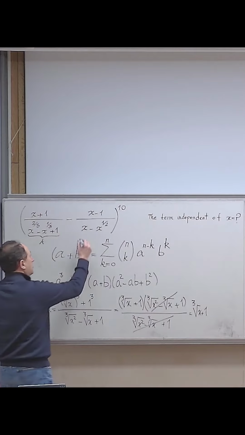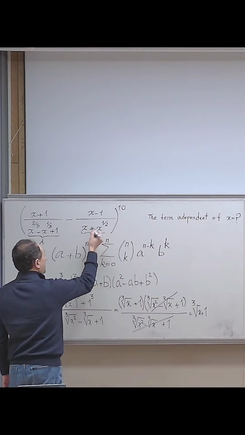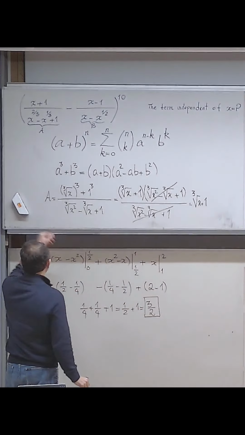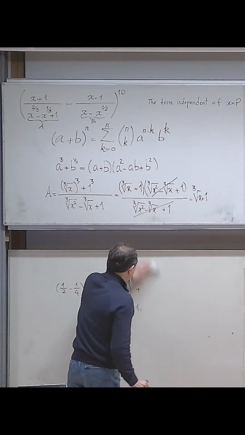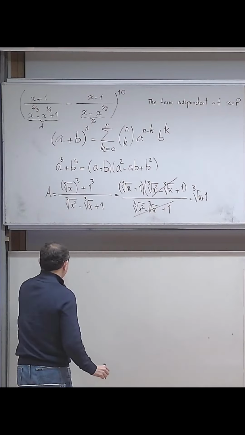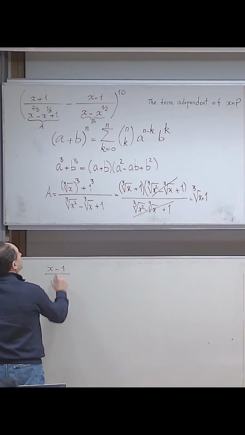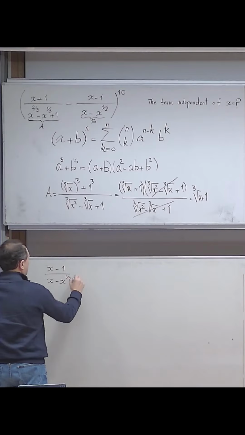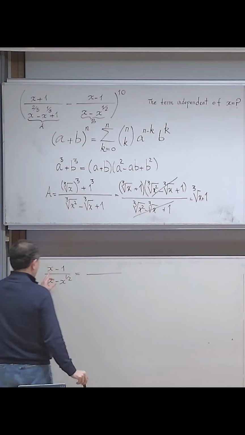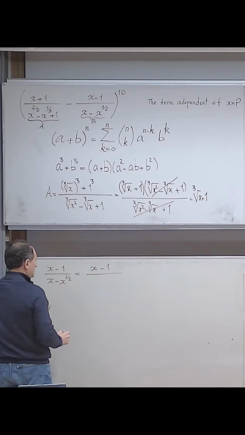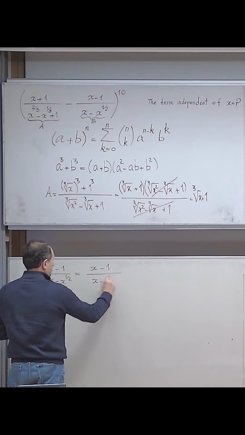And let me call this one b. So if I want to simplify b, x minus 1 divided by x minus x to the power of 1/2, this is equal to, for the time being, let me write it like this, but let me use the radical sign here.